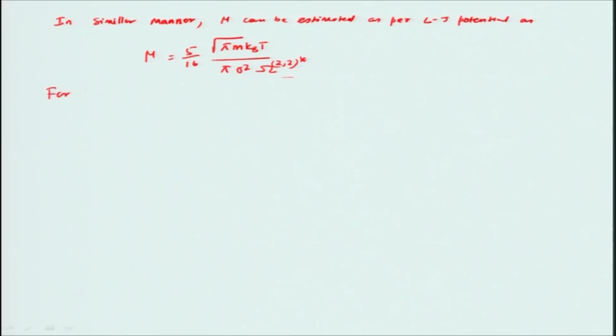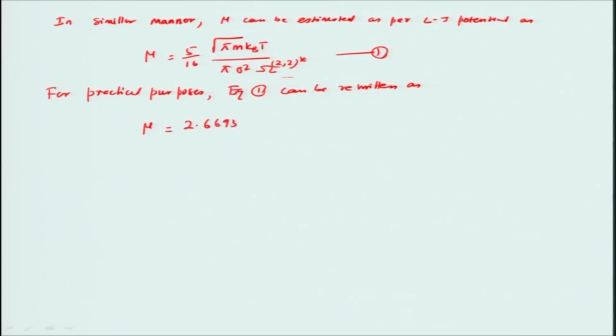And for practical purposes, equation 1 can be rewritten as mu equals 2.6693 times 10 power minus 6 root over MW times T, that is molecular weight into temperature, divided by sigma square omega 2,2 star, and this will be in kg per meter second. This is the unit.